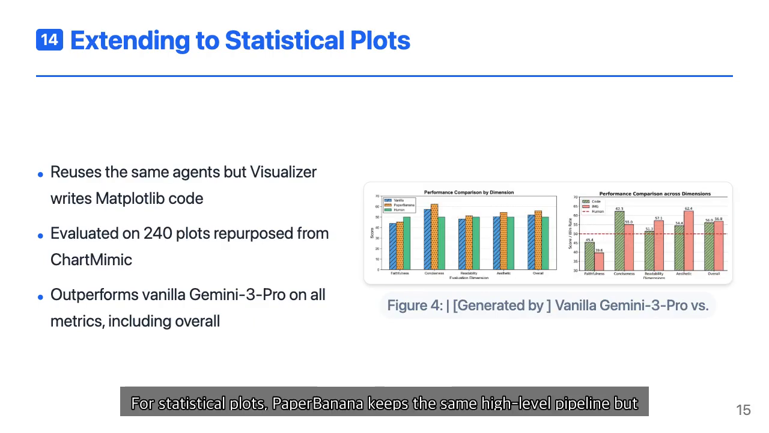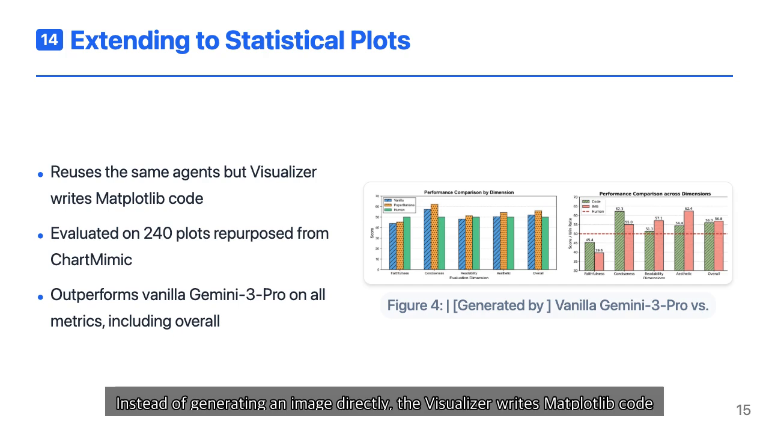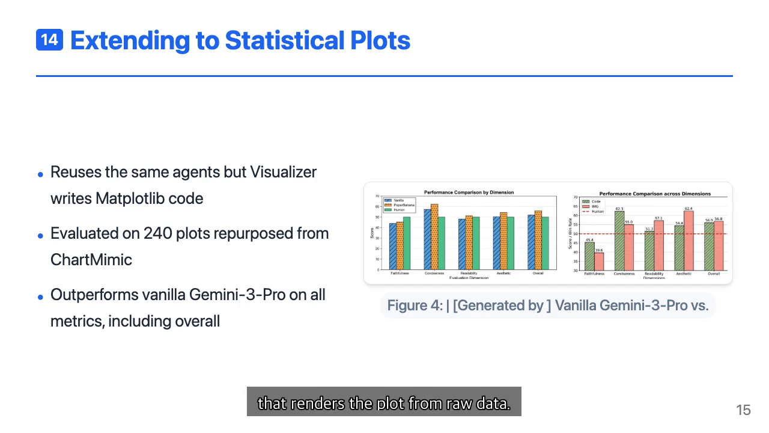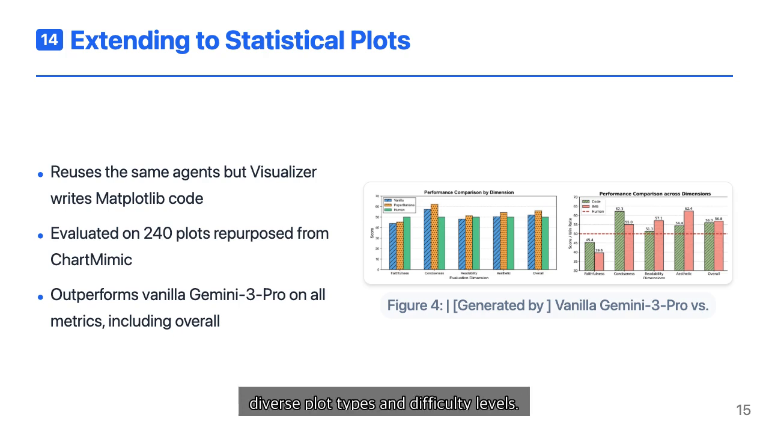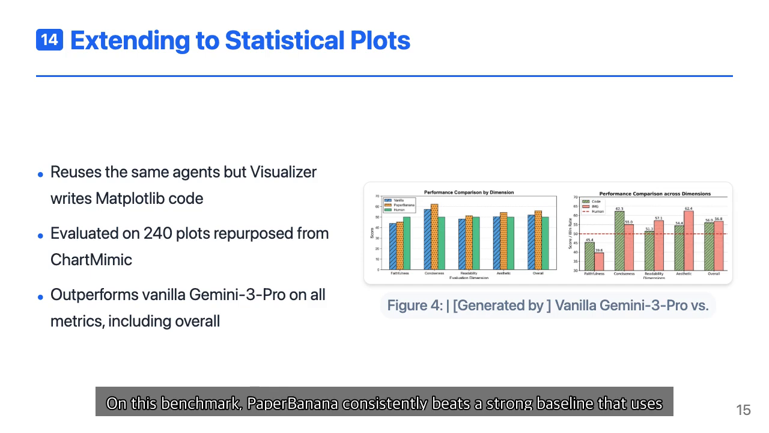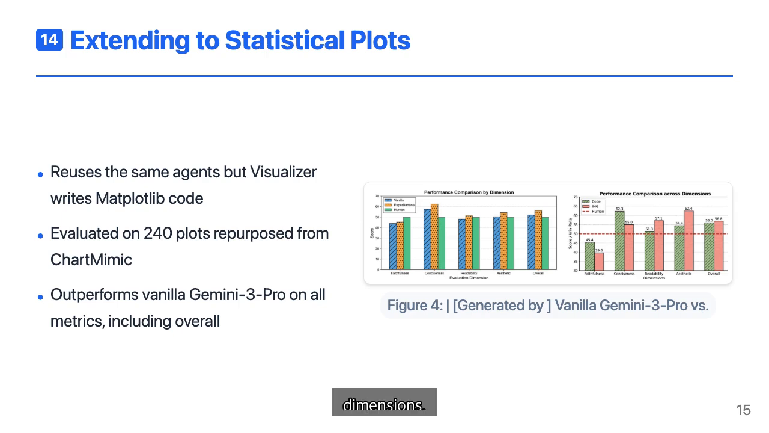For statistical plots, PaperBanana keeps the same high-level pipeline but swaps how visualization works. Instead of generating an image directly, the visualizer writes matplotlib code that renders the plot from raw data. The authors repurpose the chart-mimic dataset to build a 240-case test set with diverse plot types and difficulty levels. On this benchmark, PaperBanana consistently beats a strong baseline that uses Gemini 3 Pro alone, improving faithfulness, conciseness, readability, and aesthetics, and even slightly surpassing human plots on the style-related dimensions.